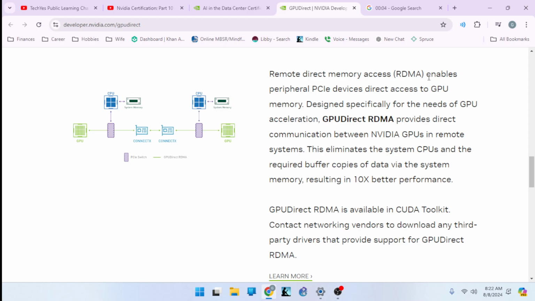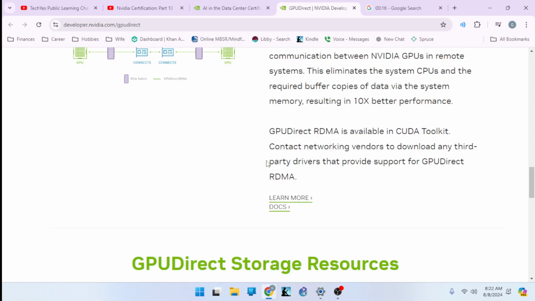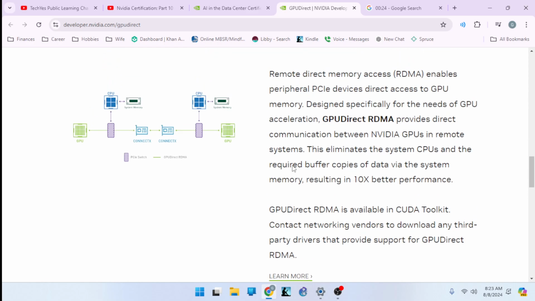This eliminates the system CPUs and required buffer copies of data via the system memory, resulting in 10x better performance. GPU Direct RDMA is available in CUDA Toolkit. Contact networking vendors to download any third-party drivers that provide support for GPU Direct RDMA.